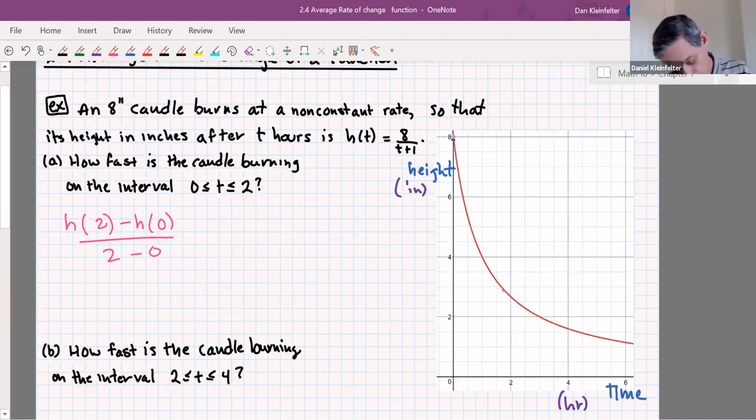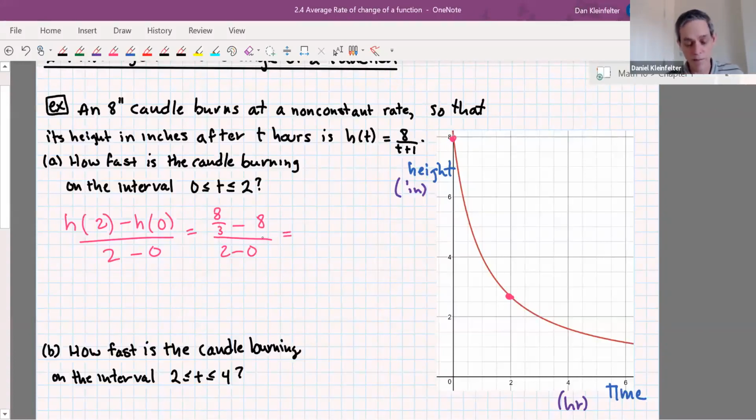H of 2 will be here on the graph. We can plug it into this function though, right? Let's put in 2. 8 over 2 plus 1 is 3. That's 8/3. And then h of 0, well, that's the initial height of the candle, right? It was initially an 8-inch candle. And then down below we have 2 minus 0.